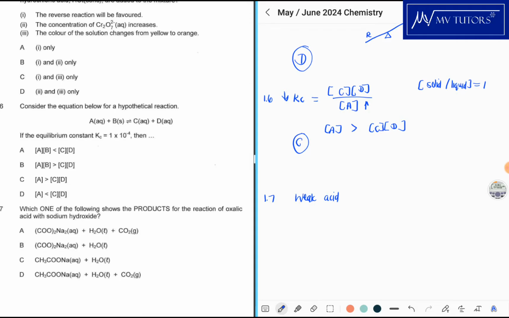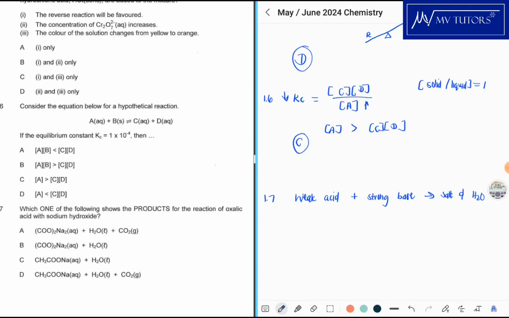Okay, so you have a weak acid and a strong base. Any hydroxide is a strong base. If you had a carbonate, that would be a weak base. So you have a weak acid and a strong base, and in this case, because this strong base is sodium hydroxide, your product will be a salt and water. If it was a weak base like a carbonate, then you would have carbon dioxide as a product.